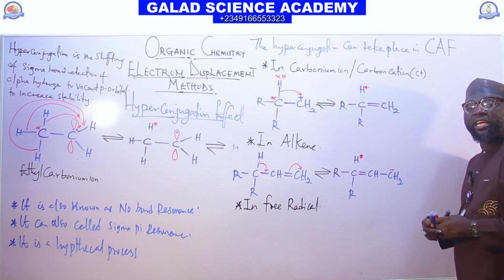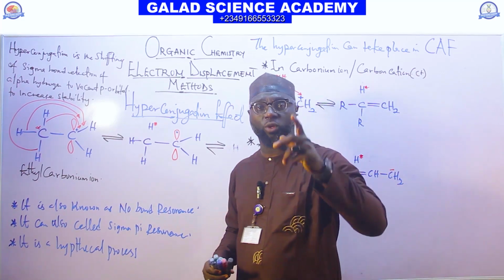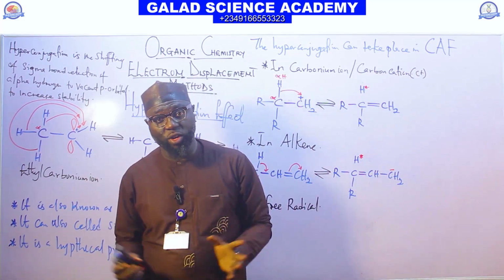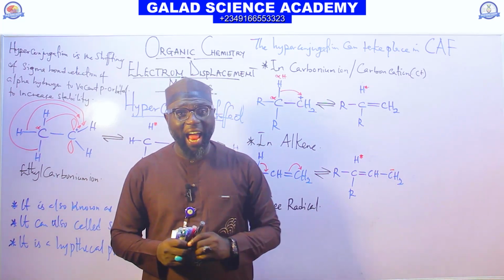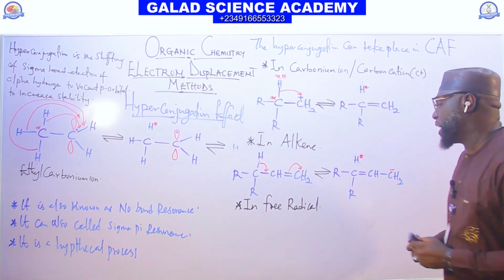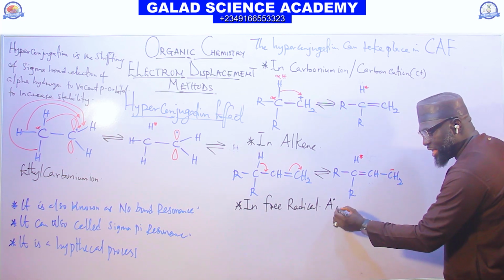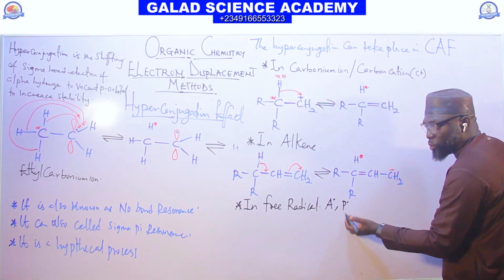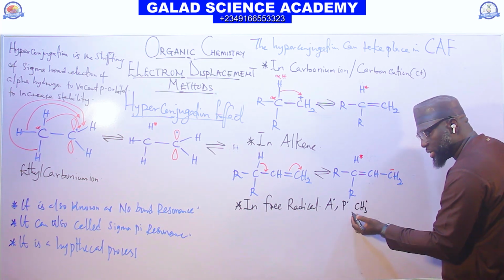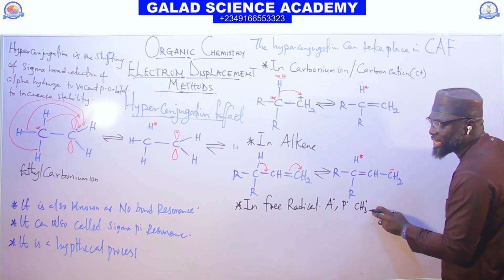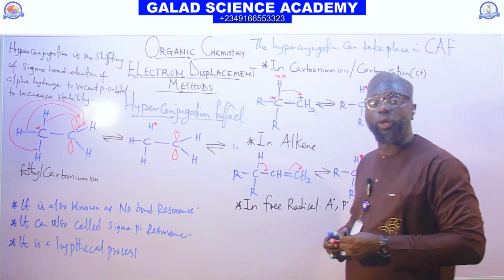I've explained free radicals. They are an atom or group of atoms that have an unpaired electron, and they are electrically neutral and highly reactive. Free radicals are always written with a dot. If I write P dot, it simply means P radical. If I write CH3 dot, it means methyl radical. So we use the dot to denote a radical, and they are the product of homolytic fission.